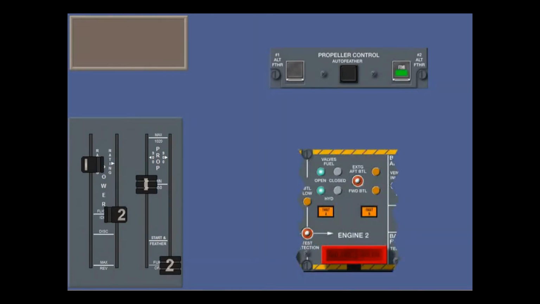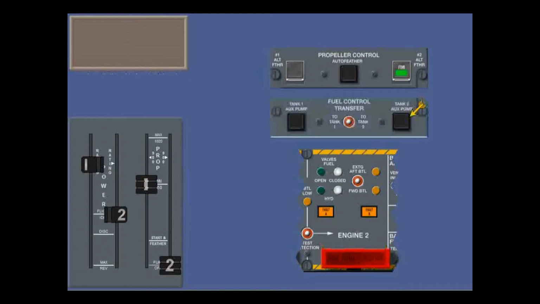After feathering, the next step is to pull the pull fuel hydraulic off handle on the fire panel. Pulling the handle will close the fuel emergency shutoff valve. Touch the handle. You should also make sure that the tank auxiliary fuel pump on the affected engine is off. The engine is now isolated from fuel and hydraulic fluid.